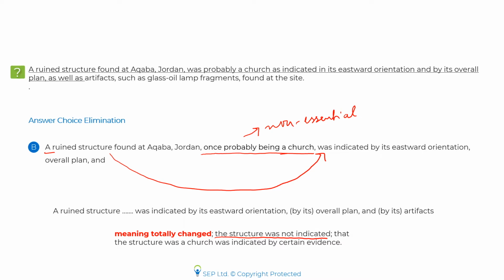So if we remove the non-essential modifier from the sentence, this is what our sentence will look like. A ruined structure was indicated by its orientation, by its overall plan, and by its artifacts. So the parallelism issue is corrected by the use of "and"; we can take the "by its" as common. However, the meaning is totally out of place. So B is incorrect. Let us now move to choice C.